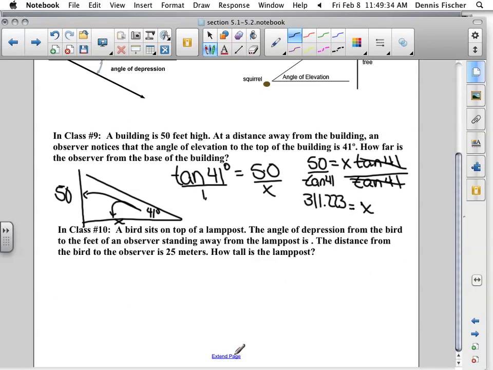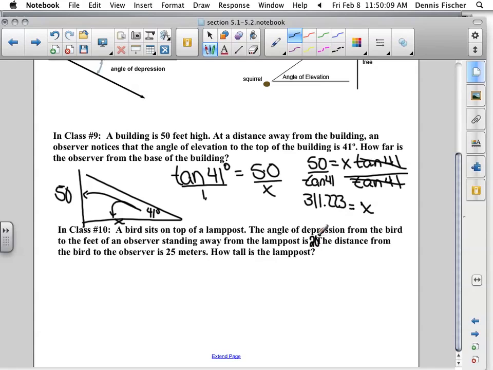A bird sits on top of a lamppost. The angle of depression from the bird to the feet of the observer standing away from the lamppost is 20 degrees. The distance from the bird to the observer is 25 meters. How tall is the lamppost?